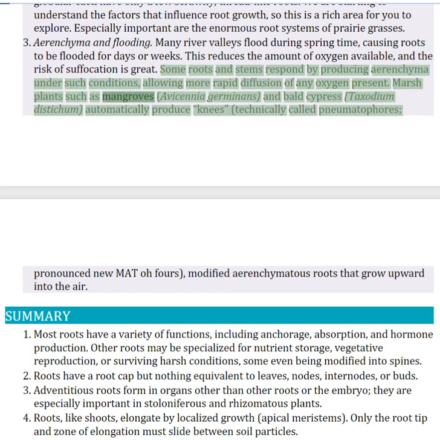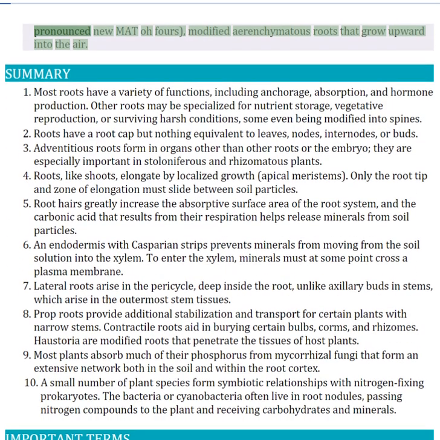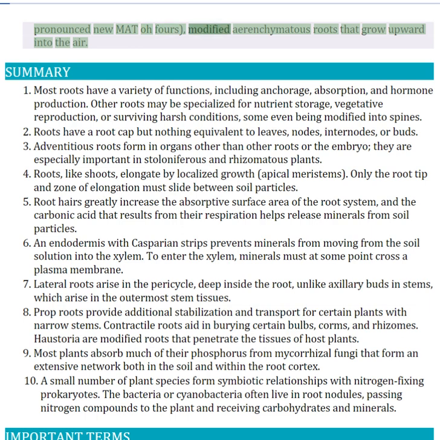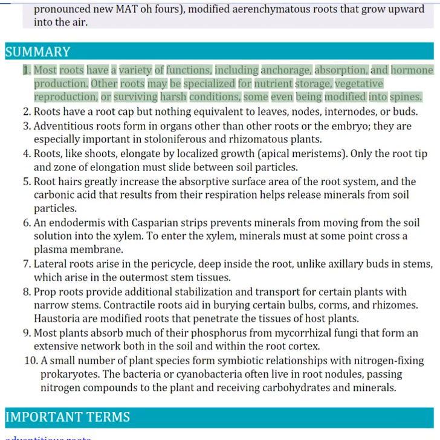Marsh plants such as mangroves and bald cypress automatically produce knees, technically called pneumatophores, modified parenchymatous roots that grow upward into the air. Summary. 1. Most roots have a variety of functions, including anchorage, absorption, and hormone production.